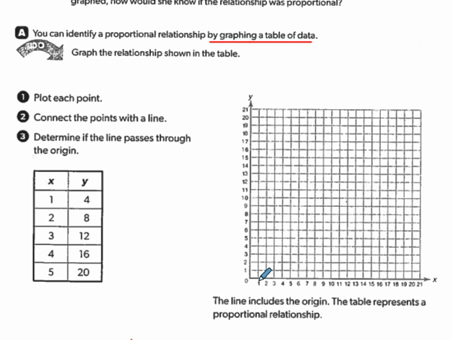All right, so we have an example down here. Let's see if we can do this. This is asking us, is this a proportional relationship? So we want to see if we can identify it by graphing a table of data. So we're going to take this table of data and then we're going to graph it and see what we get. So if you'd like to do that, hit pause and do that as well, you can.